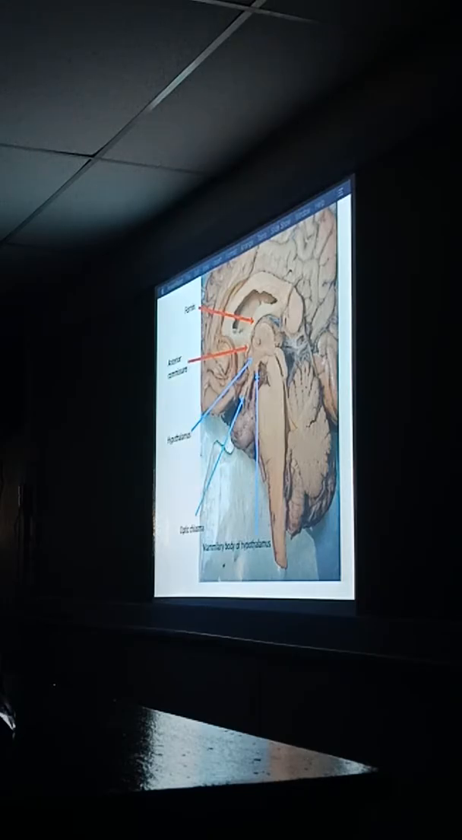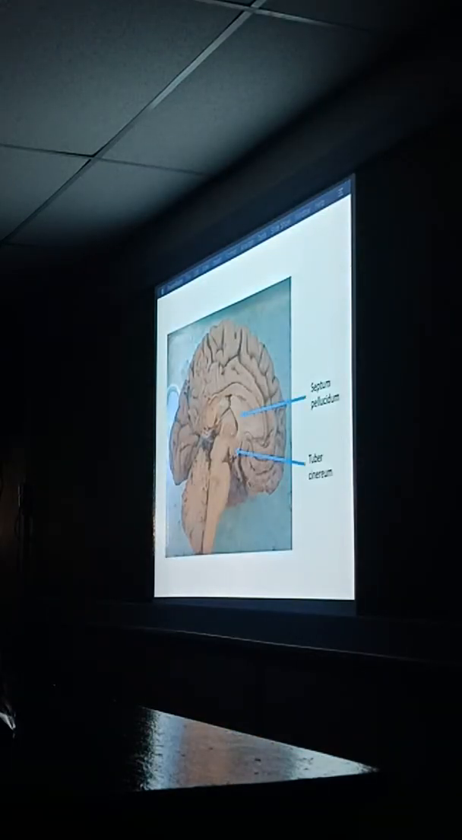So again, parts of the hypothalamus: you have the preoptic, the supraoptic, the tuberal, and the mammillary region. What you can see here is the mammillary body of the hypothalamus. You can also see the tuberal region, that is the tuber cinereum, or the stalk of the pituitary gland. Follow along, class.